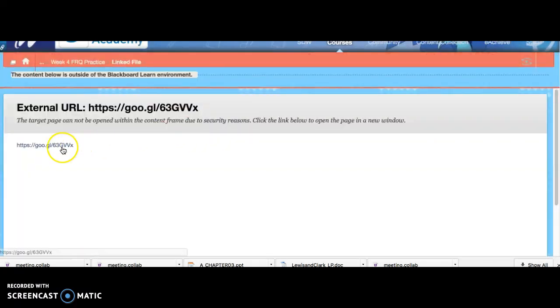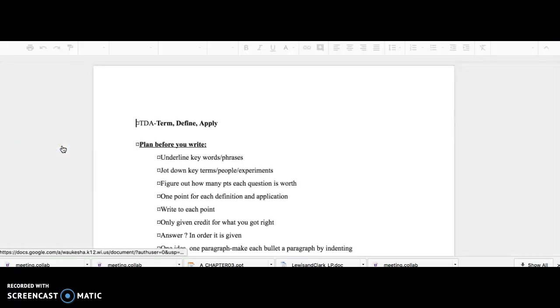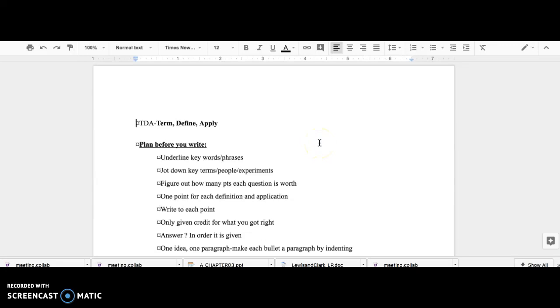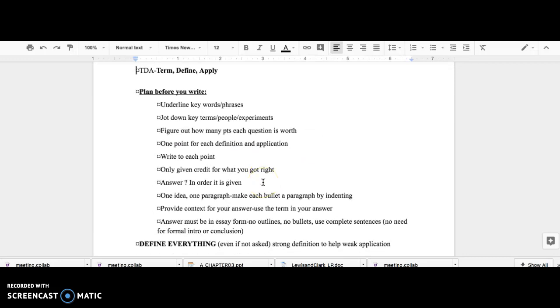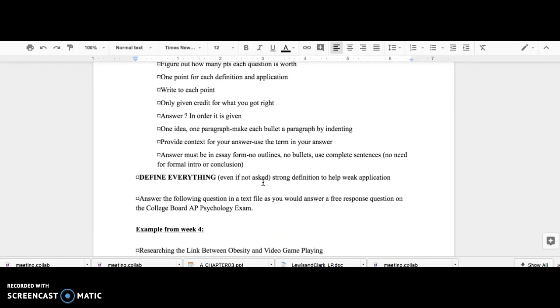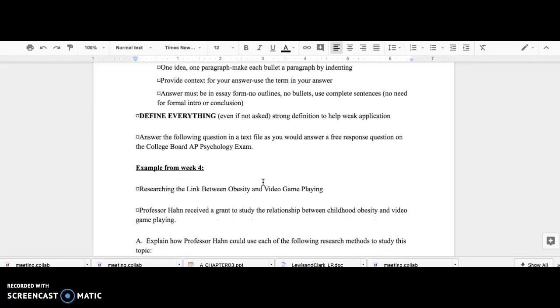So for FRQ help, I give an example and I explain what you need to do for a FRQ. For a FRQ, think of ta-da. So find the term, define the term, and apply that to the scenario that you're given. I give you some helpful hints for how to write an FRQ on these documents, and then I give you the example from week 4.